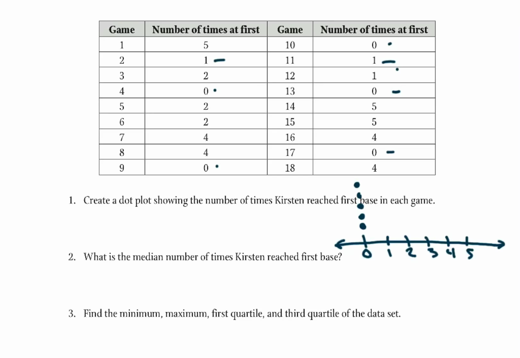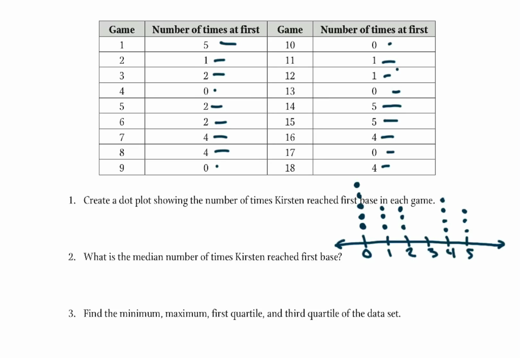So we draw 5 dots at 0, and 3 dots at 1, 3 dots at 2, at 3 we had 0 dots, at 4 we have 4 dots, and at 5, 3 dots. That's all we do with a dot plot.